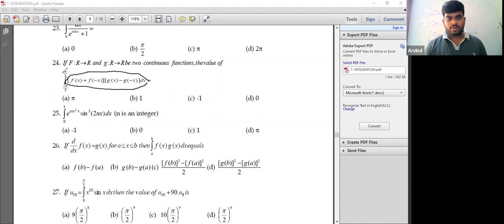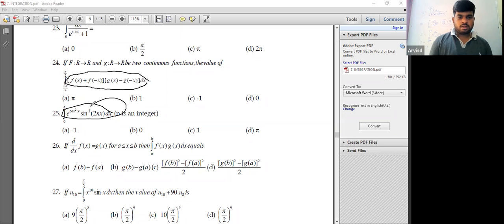Here the limit is minus a to a, that is minus pi by 2 to pi by 2. So you have to find whether it is an odd or even function. This is an odd function. You substitute and check it: wherever there is x, put minus x, and you get the negative of this. Therefore it's an odd function, therefore the answer is 0. Similarly for the next one, you can try it out.